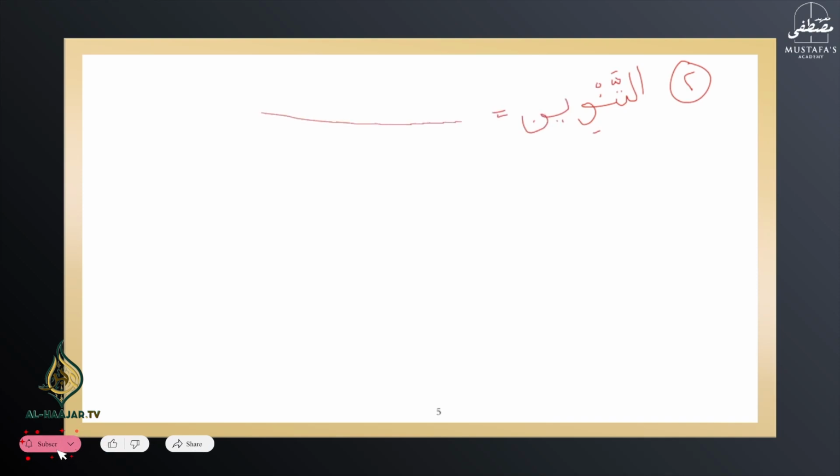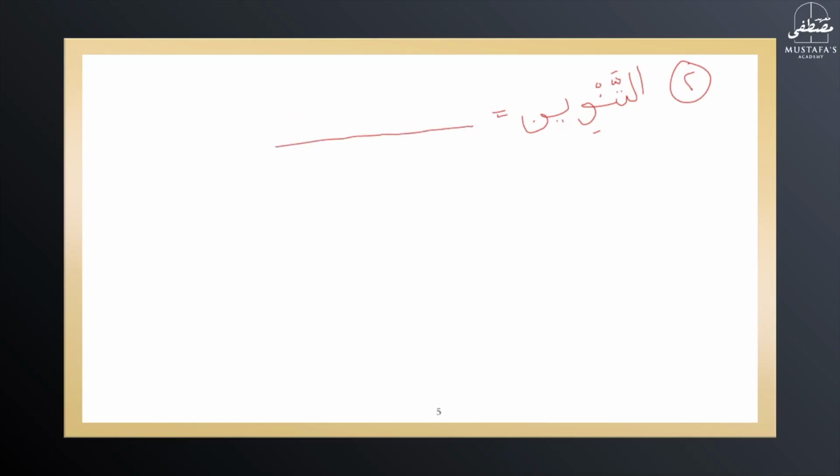At-Tanwin means one of the following. To make it much easier, it means either having two fathas at the end, two kasras at the end, or two dhammas at the end. A very good example can be the word daftarun. Okay, daftarun.